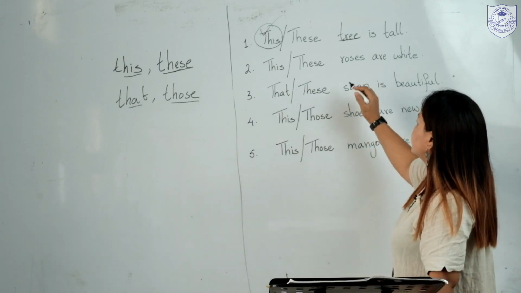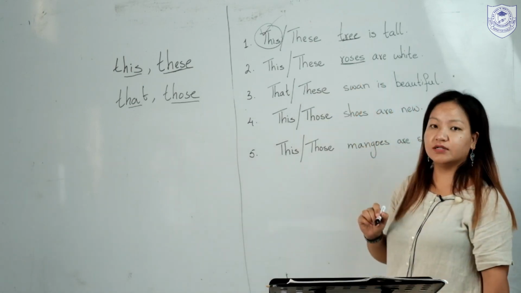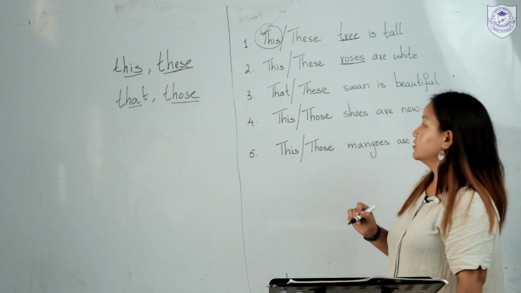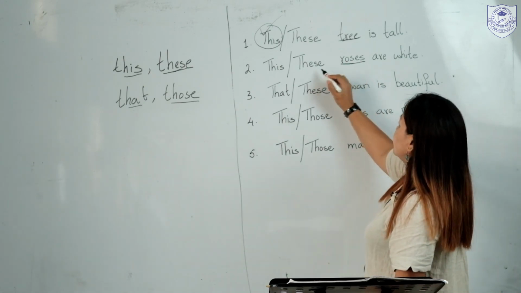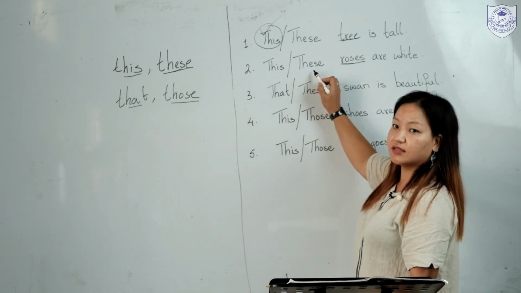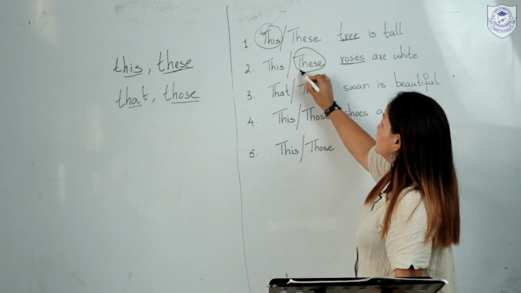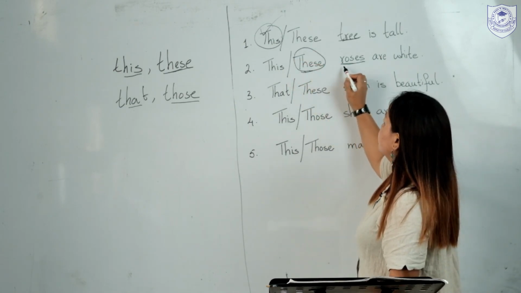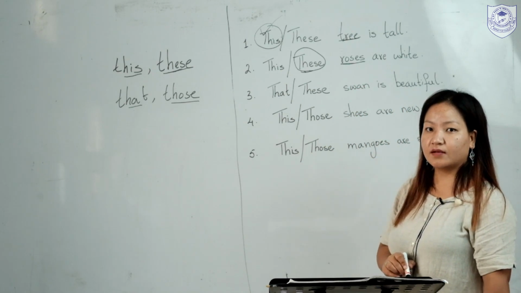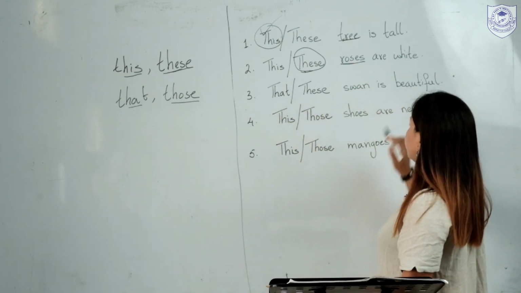And then number two, these roses. What are the nouns here? Roses. So roses, is it singular or plural? It's plural, right? So if it is plural, then what are we going to use? This or these? Then we are going to use these because the nouns are plurals. Okay?